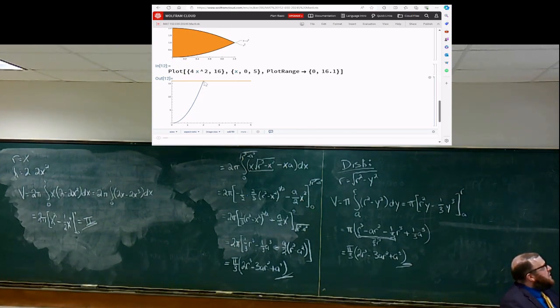Gonna need that point of intersection. Well, this is easy enough to do in your head. 4x squared equals 16. What's x? 2. X squared is 4. Yeah.